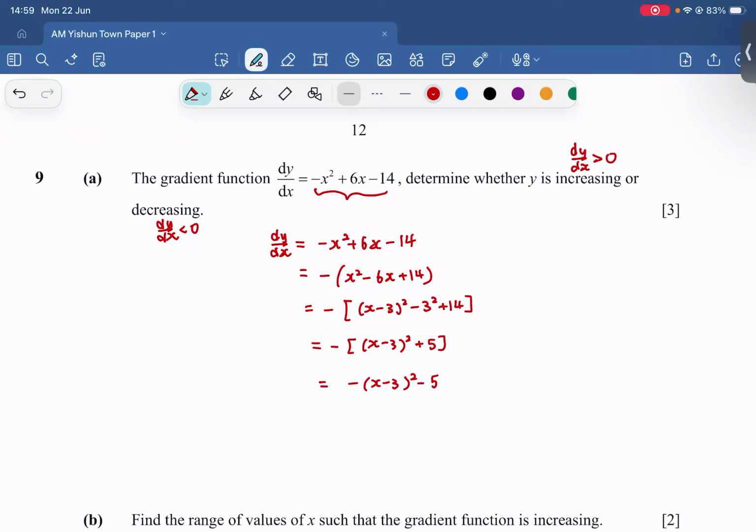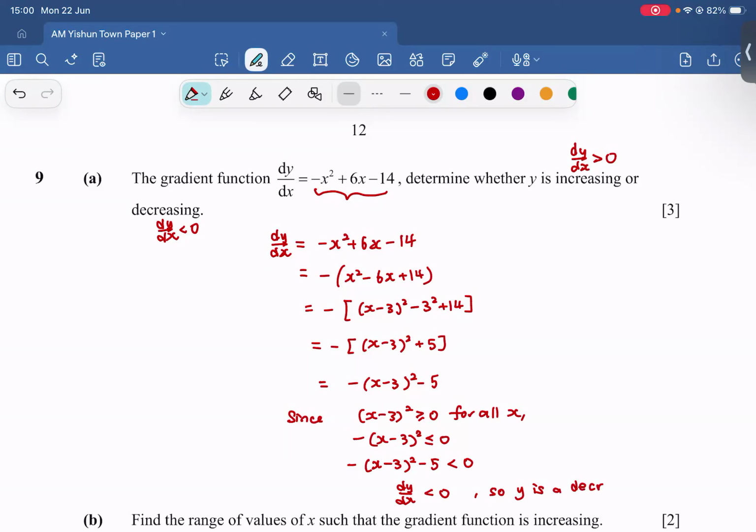Okay, so now we explain. Since we know (x minus 3) squared is definitely more than or equal to 0 for all values of x, no matter what x we put inside, it is definitely more than or equal to 0. So now when we put a negative, we know that it's always less than or equal to 0. Now we minus 5 on both sides, then we will know that it must be less than 0. So dy/dx is less than 0. So y is a decreasing function.